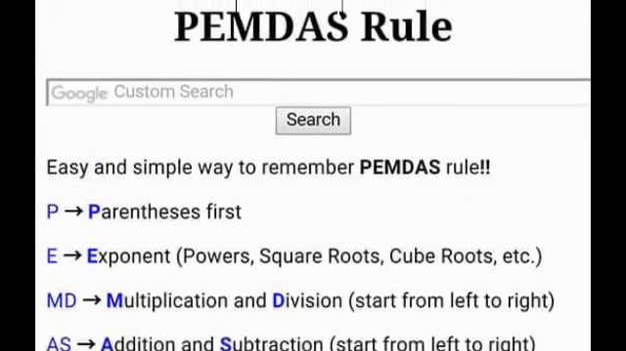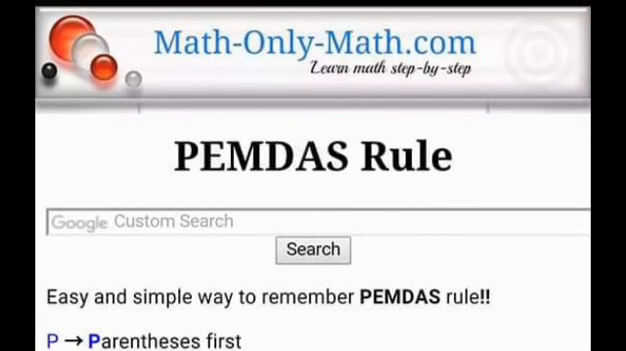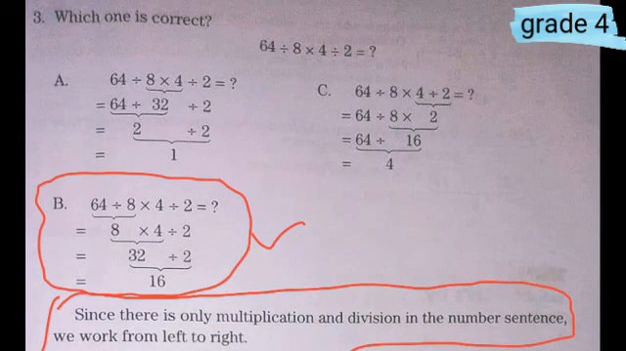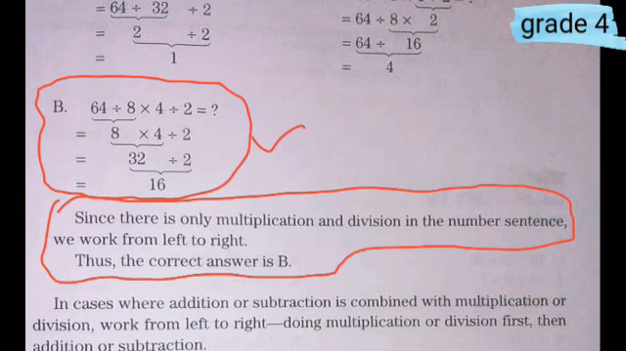Kung hindi ka makapaniwala dyan kasi nasa internet ko lang siya kinuha, basahin natin umpisa sa grade 4 textbook. Ito yung grade 4 textbook. Ang tanong dito, which one is correct? Kapag 64 divided by 8 times 4 divided by 2, is it letter A na multiplication muna bago yung division? Is it letter B na left to right? Is it letter C na right to left? Ang answer dito ay letter B. From left to right. Since there is only multiplication and division in the number sentence, we work from left to right. Thus, the correct answer is letter B.